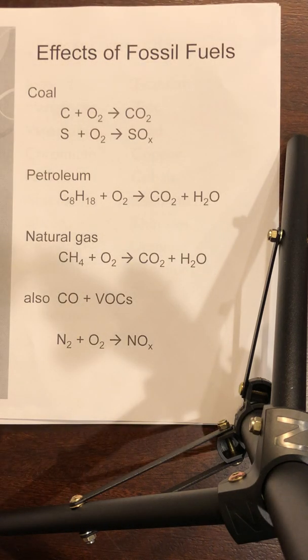So what pollutants are made when we combust fossil fuels? Coal is made up primarily of carbon. So when we combust coal, which means to burn it at a high temperature with oxygen, we get carbon dioxide, which of course is a primary global climate change gas. Coal also has sulfur. So combusting coal, the sulfur also reacts with the oxygen to make SO2 and SO3 that we refer to as SOx.